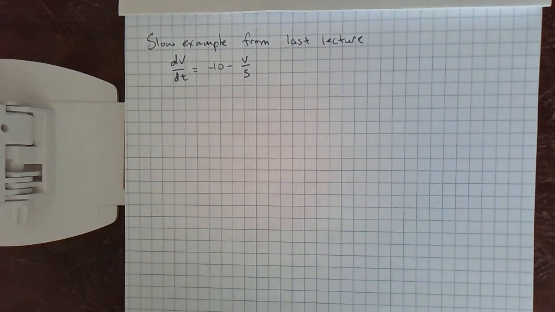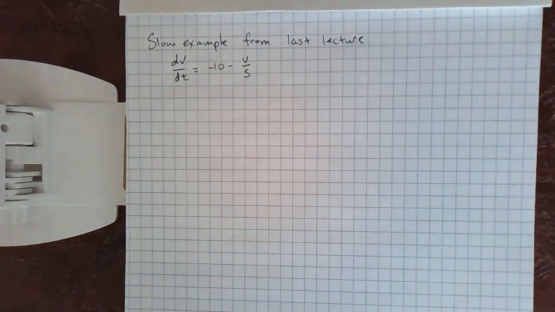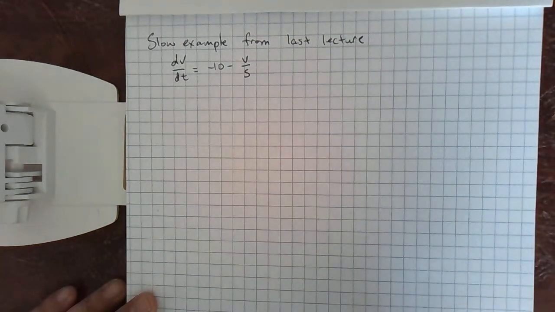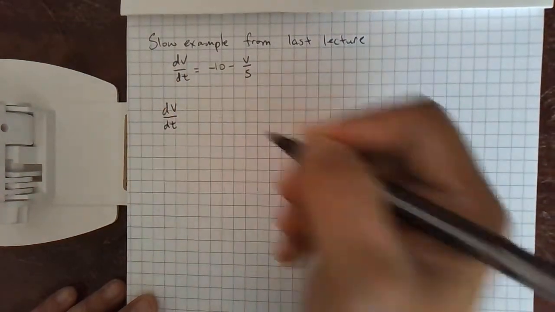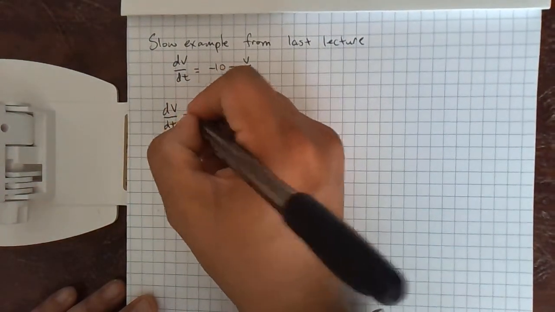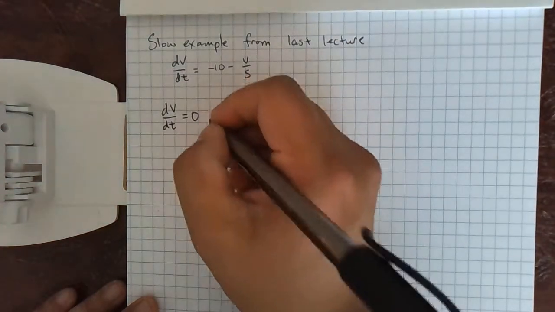All right, so we're actually going to work through the slow air resistance example from the very end of last lecture, and that was this differential equation: dV by dt is -10 minus v over 5. So let's first get some values for dV by dt. What I'm going to do is calculate some values, and then we're going to sketch a slope field.